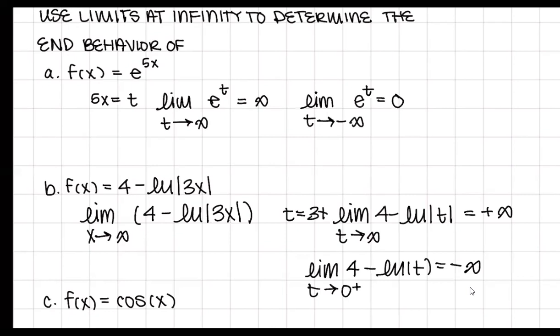But we do need to be careful about what's going on with these negative signs. So 4 minus the natural log of t means we're going to switch the sign over here. So the limit is actually equal to negative infinity in the first term and positive infinity in the second term because we're subtracting. We've got a minus sign that we need to account for. A negative times a negative is a positive, and a negative times a positive is a negative.